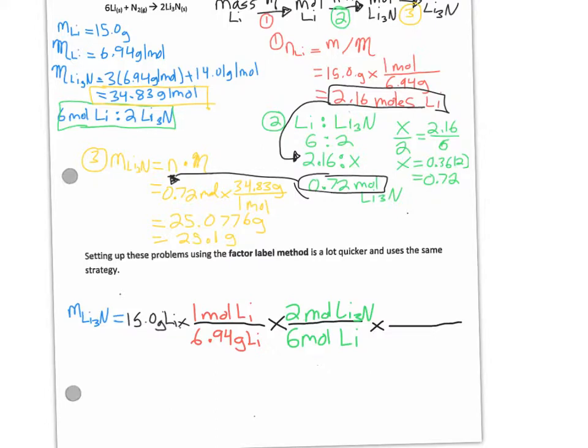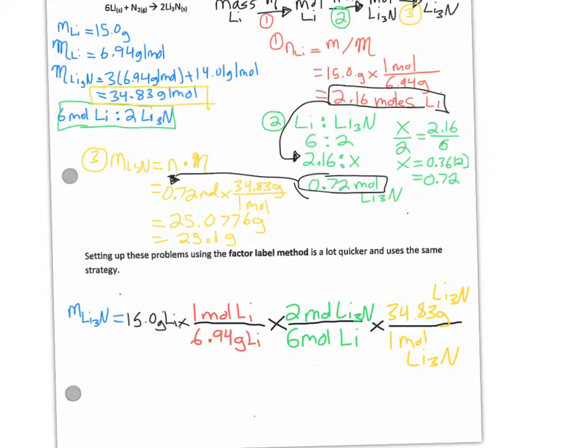So we have to then multiply times our conversion factor for molar mass. So we have moles of lithium nitride on top here. So we have to put the moles on the bottom. So we're going to have 1 mole of Li3N on the bottom, and we're going to take that 34.83 grams of Li3N and put it on top.